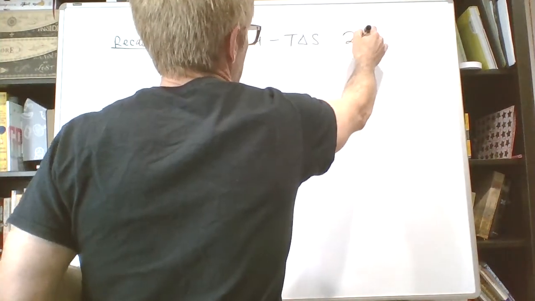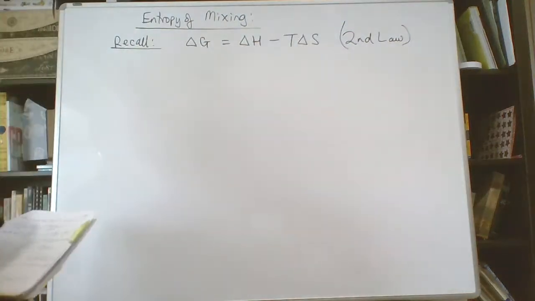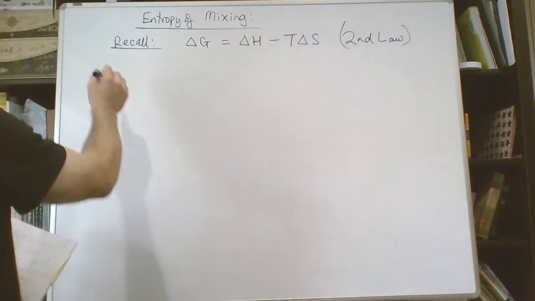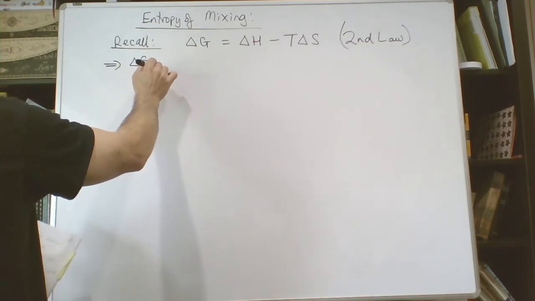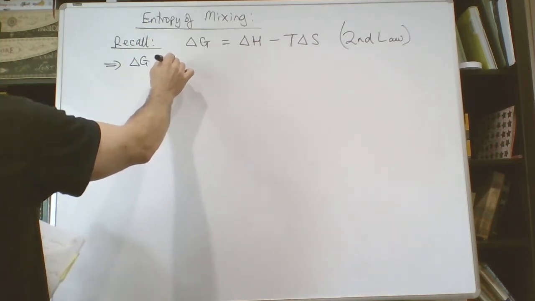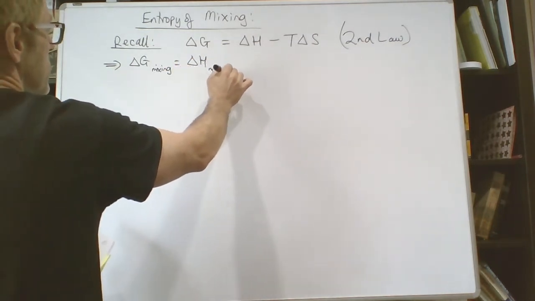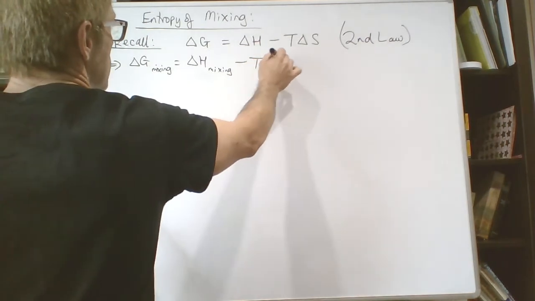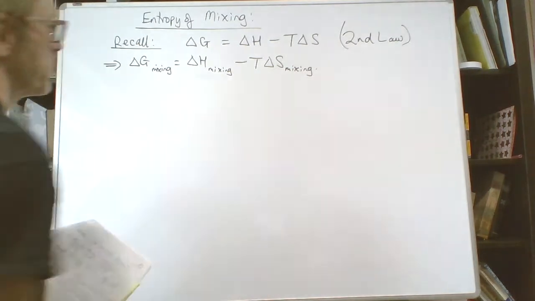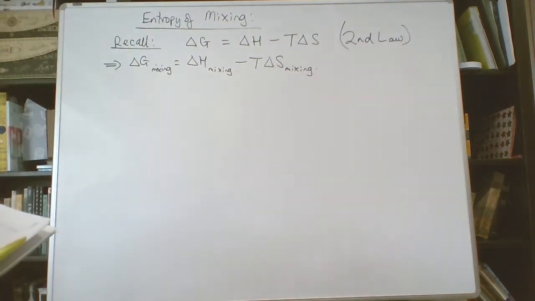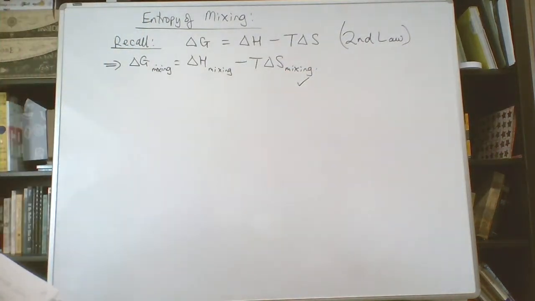So remember, we're keeping the second law firmly in our rear view mirror, keeping it in our mind. Well, this would imply that the Gibbs free energy of mixing is the enthalpy of mixing minus temperature multiplied by the entropy of mixing. And we already know this one. We have an expression for this.